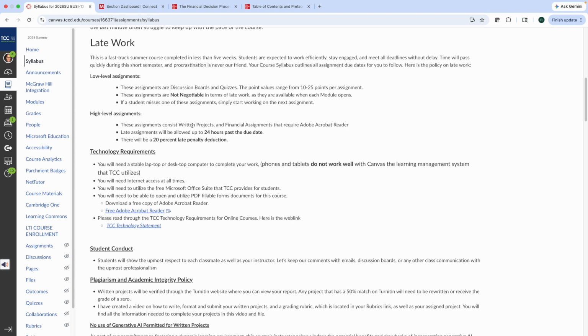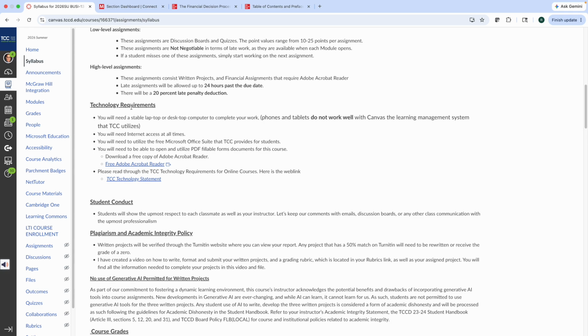It's very easy. Now, I have some higher level assignments. These are written projects. These are big. These are real big. And I have the financial assignments, the ones that are going to require Adobe Acrobat Reader. I will give you 24 hours past the due date, and it's a 20% penalty. There's no reason to have any penalties, my friends. Get the work done. That is the key to success. So, for some late work, 24 hours is the max. Again, if we miss some of these major assignments, it's going to be very, very difficult to keep up in this class. Don't miss them.